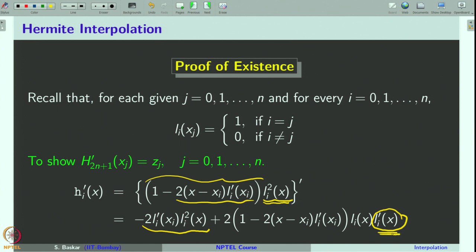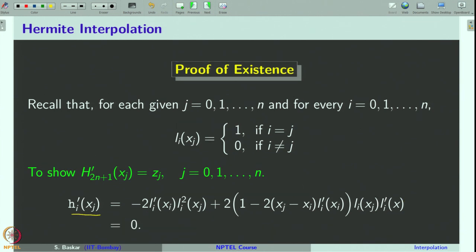We will keep it as it is and see what happens to this expression when we put x equal to x j. You can see that when you put x equal to x j, then this term vanishes for all i not equal to j, right? For i equal to j, you will have minus 2 l i dash of x i, right? Because this term will become 1 in that case. And let us see what happens to the second term. Again, the second term will vanish for all i not equal to j. Here also it vanishes for all i not equal to j.